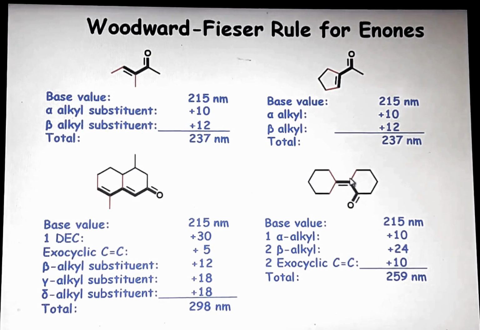This is the fourth molecule. This is our system, and in this system on alpha carbon one ring residue is present, on beta carbon two ring residues are present. So on beta carbon we are adding the value of two ring residues, on alpha carbon we are adding the value of one ring residue, and the base value is 215. Now you have to see this ring, with respect to this ring one exocyclic double bond is present, with respect to this ring also one exocyclic double bond is present. So two exocyclic double bonds are present. So now this is 259 nanometer.